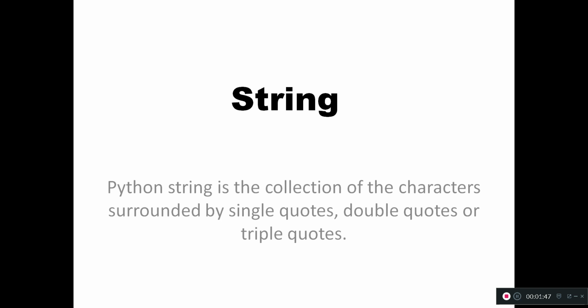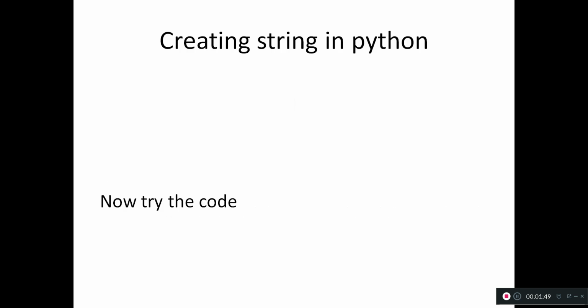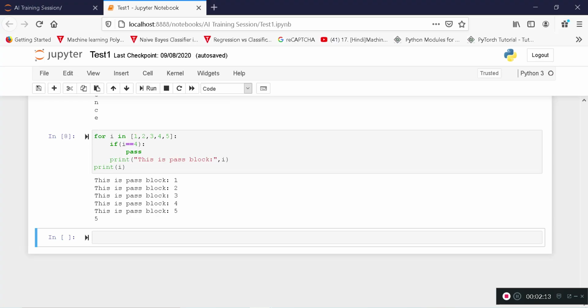Now, creating a string in Python. We can create a string by enclosing the characters in single quotes or double quotes. Python also provides triple quotes to represent the string, but it is generally used for multi-line strings or docstrings. Let's check this out in an example. We'll try it in code. Let's see with a single line.